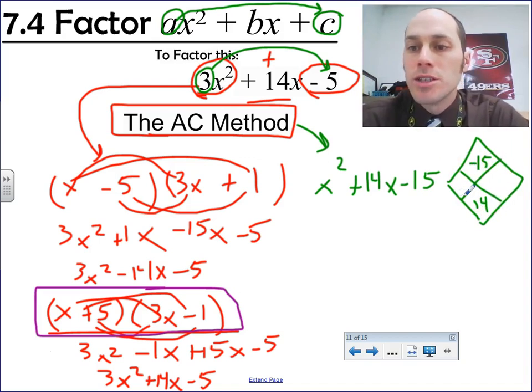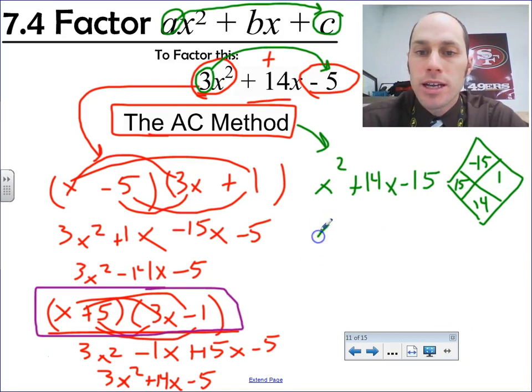So think of what I need to do. One's positive, one's negative. So 15 and 1. So I say x plus 15. Actually, one of those needs to be negative, right? So minus 1. Times x minus 1.